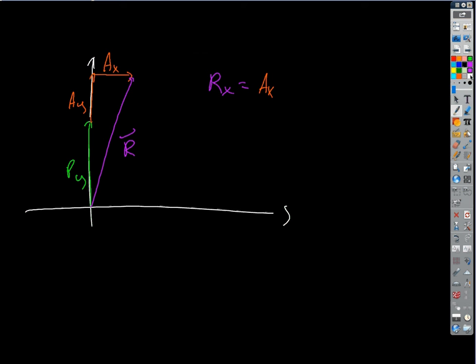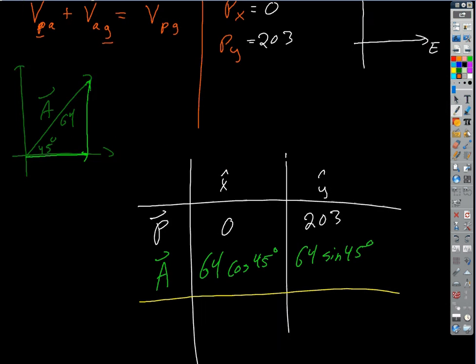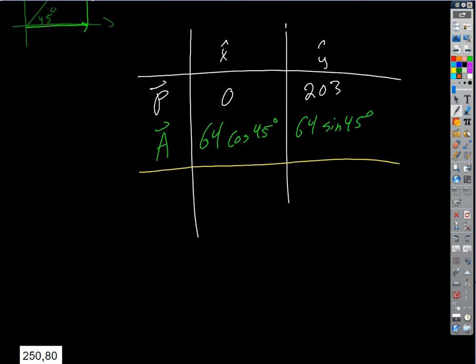What's R sub y? P sub y plus A sub y, right? If we add those vectors up tip to tail, isn't that what we just did in the table? Right? The x component, there is no x component from the plane, we just get A sub x for the overall resultant x component. The resultant y component is the sum of those two.